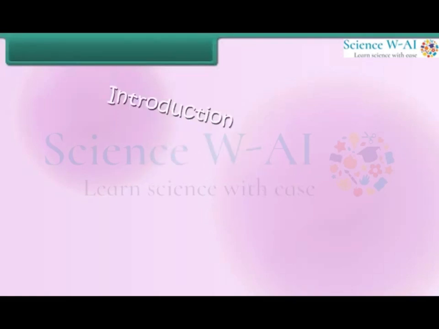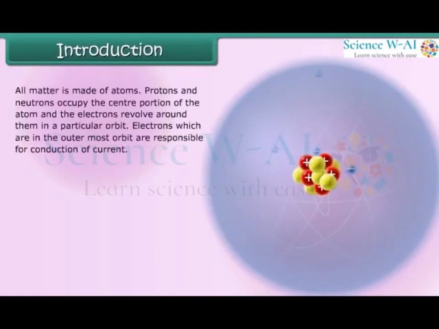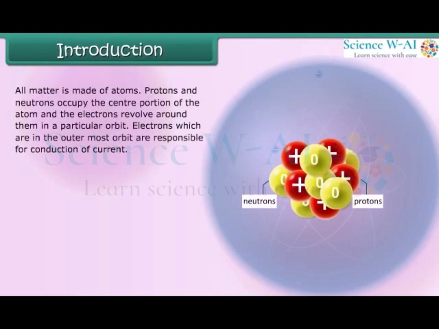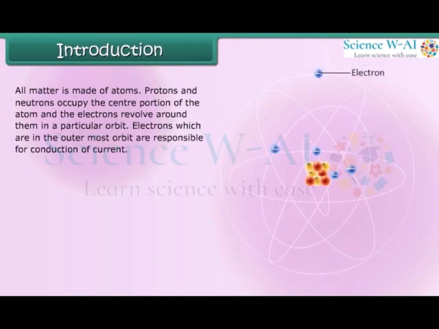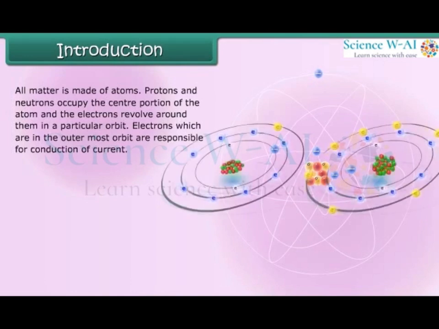Introduction. All matter is made of atoms. Protons and neutrons occupy the center portion of the atom, and the electrons revolve around them in a particular orbit. Electrons which are in the outermost orbit are responsible for conduction of current.